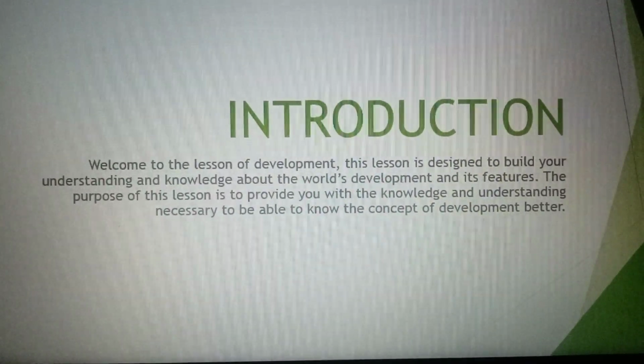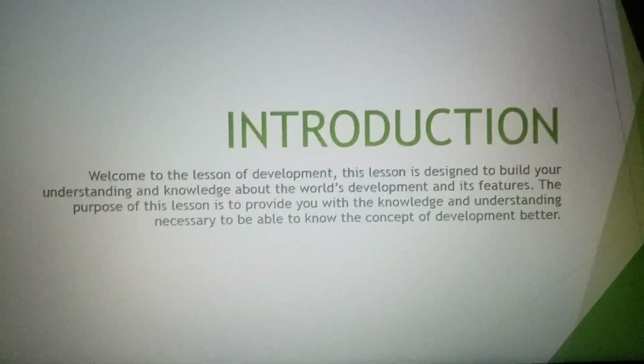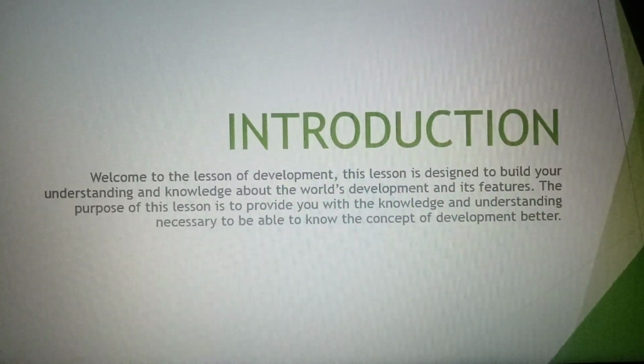The purpose of this lesson is to provide you with the knowledge and understanding necessary to be able to know the concept of development.